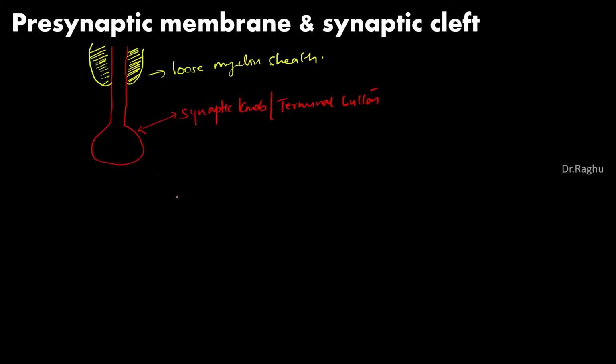Okay, the third point is that this axon terminal is covered by Schwann cells. Okay, it is covered by the Schwann cells, so this is the covering of the Schwann cell, and these Schwann cells are the ones which are called teloglia.